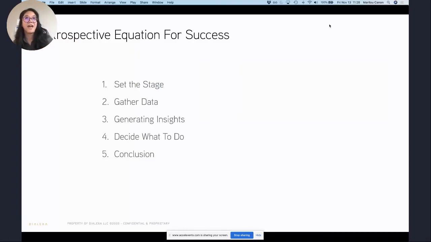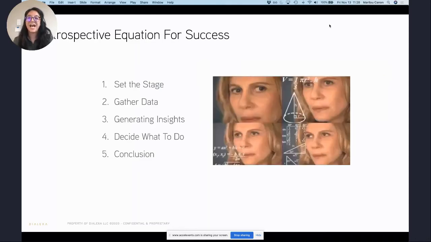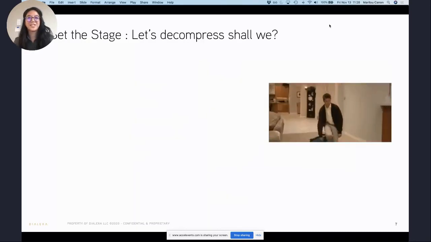So at a high level, the 5 steps that I'm going to walk through with real life examples are setting the stage, gathering data, generating insights, deciding what to do, and then wrapping it up with a conclusion. Pretty simple, right? If you're not familiar with it, it may seem overwhelming, all this information, but hopefully I am going to walk you through these things in a systematic way and give you tools that give you, as a facilitator or whoever is facilitating, the confidence that you are doing this correctly. Fun fact, all of these examples are remote work friendly. So let's kick this off.